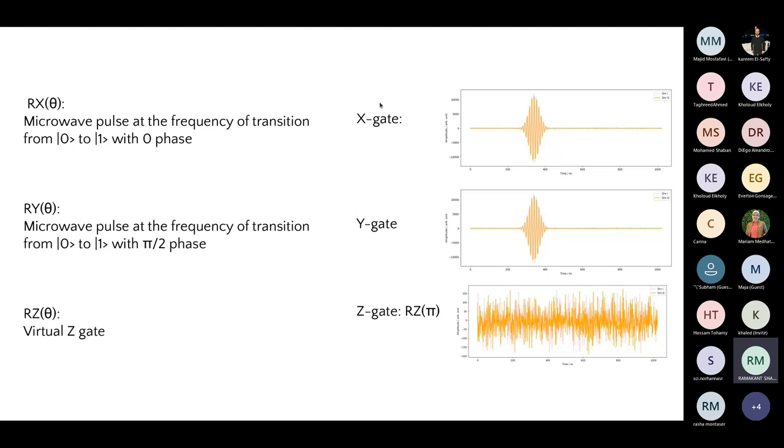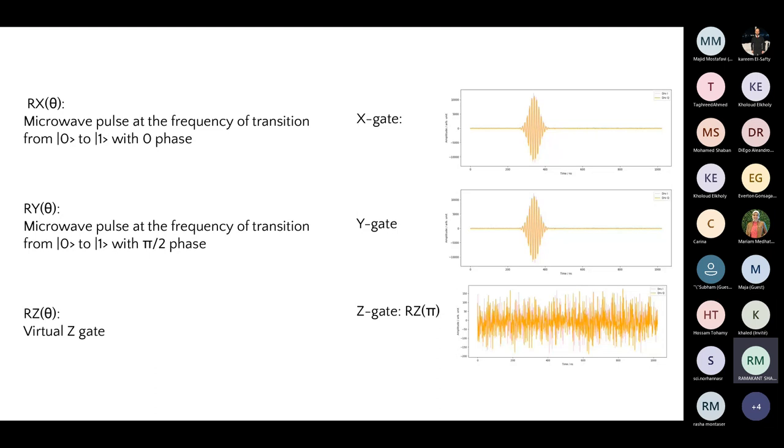So the x-gate would be a pulse at the frequency of transition from 0 to 1, and the phase is 0. The phase cannot be shown within the image of the pulse, but it's only the amplitude that is shown. Same thing for y. As you can see, y and x are very similar if you look at them, but it's the encoding of the pulse that makes the difference, simply because the phase does not show in the illustration of the pulse. Only the amplitude and the frequency, if of course you add that component.